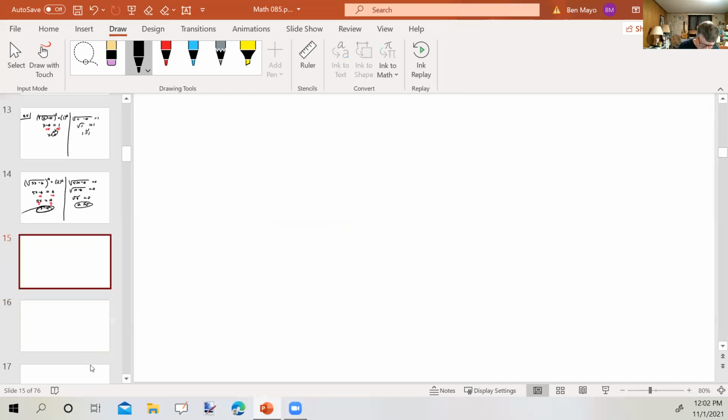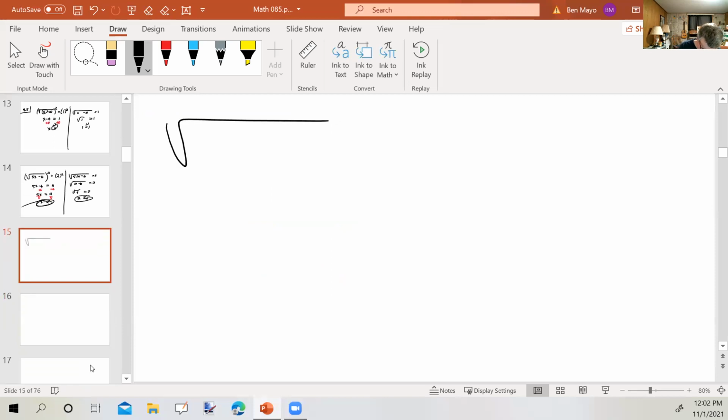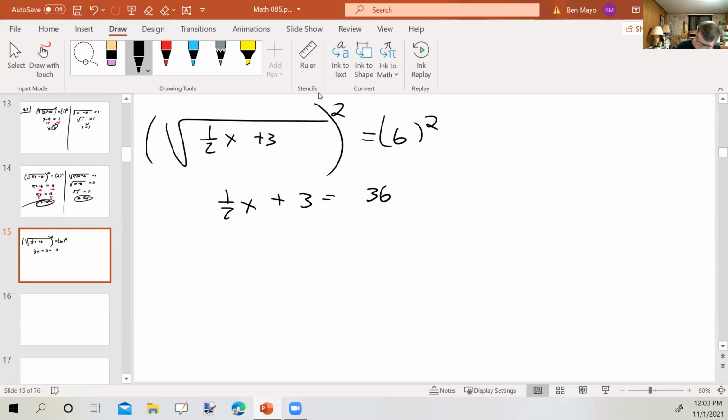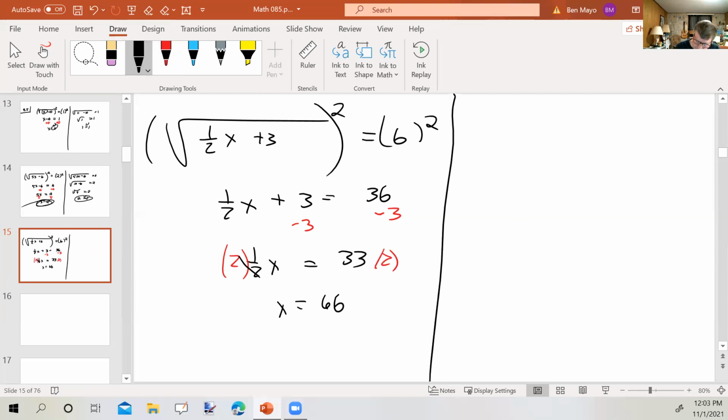Okay, let's take a look at one with a fraction. The square root of 1/2 x plus 3 equals 6. Once again, the radical is isolated. We'll square both sides. We get 1/2 x plus 3 equals 36. Subtract 3 from both sides. 1/2 x equals 33. Multiply both sides by 2. X equals 66.